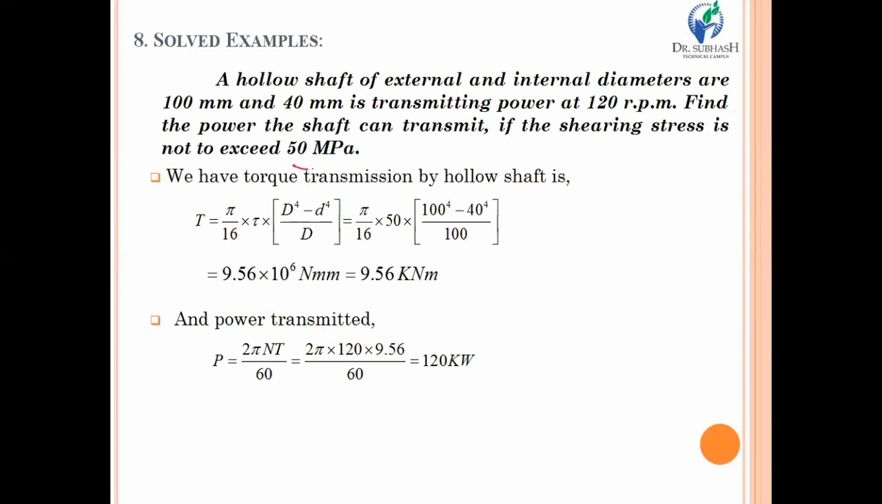Dear student, it's very easy to solve this. You just require to calculate the power that can be transmitted by the shaft itself. So first of all, go through the basic equation of torque: T is equal to pi by 16 into tau into (D raised to 4 minus d raised to 4) upon D. By putting in the relevant values, you will have the torque at the end, 9.56 kilonewton meter. And now we know that the equation for the power or brake power is equal to 2 pi N T divided by 60. Put all those values over here, T that you have already calculated and N that you are given. By putting in the relevant values, at the end you will have the power equal to 120 kilowatt.